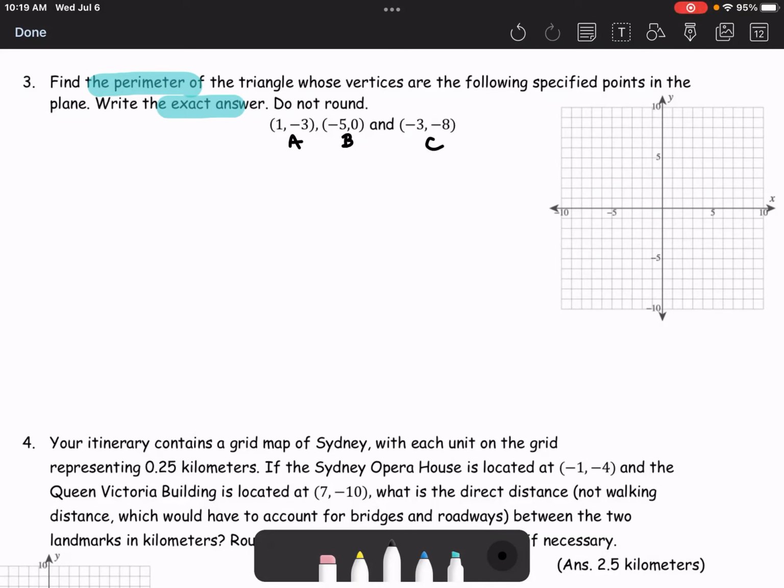Point A, 1, -3 in the fourth quadrant. So 1 and down 3. So this is point A. And point B, -5, 0 is on the horizontal axis. And point C is -3, -8. That is point C. And we are going to find the perimeter of this triangle.